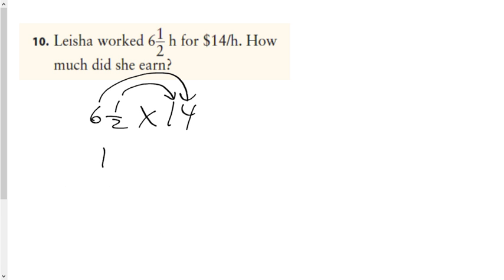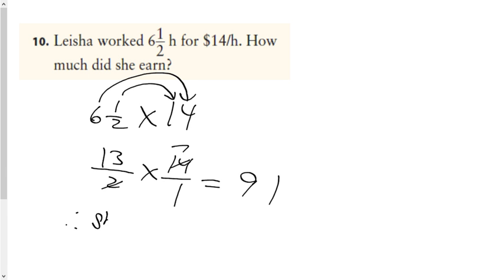But another way is to multiply 6.5 in its improper form by the whole number 14 expressed as 14 over 1. Cross reduce, and you still get 7 times 13, which is 91. Therefore, she earned $91 for 6.5 hours.